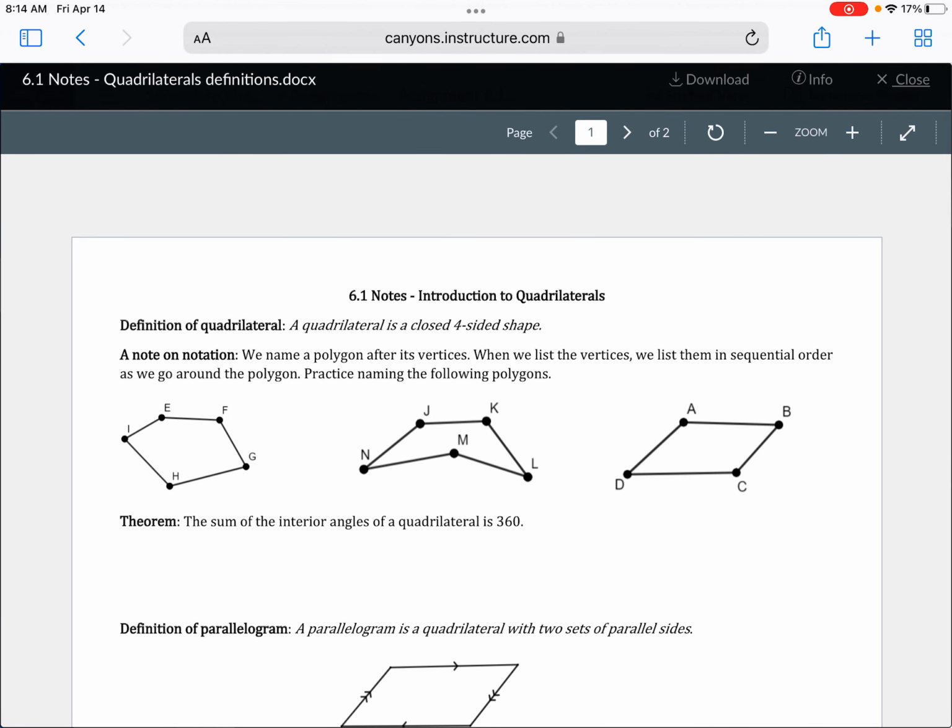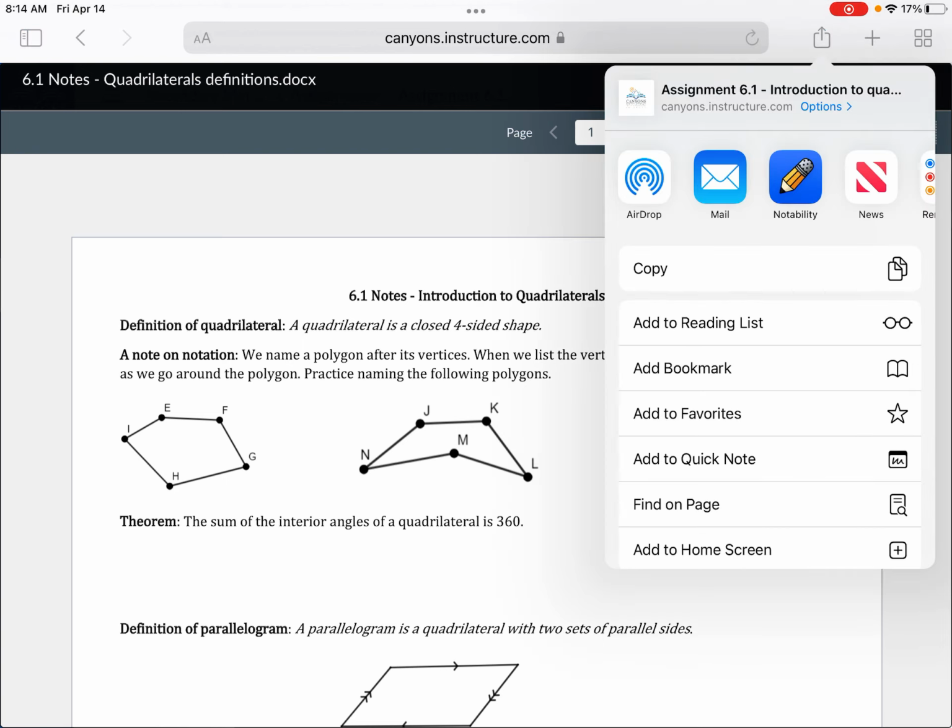Hey class, I'm just going to go over the notes and the homework today for you. Okay, so right here, definition of quadrilateral. We're starting unit 6, and it's all about quadrilaterals. Now, quadrilateral just means a four-sided shape. So the first thing here is we have a little discussion of notation. Let me mark this up.